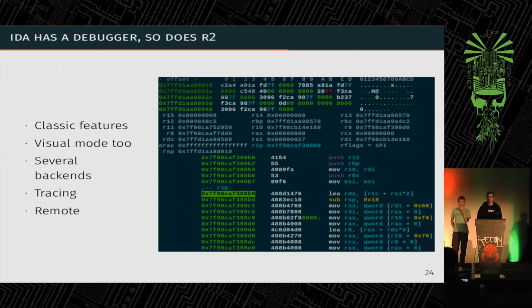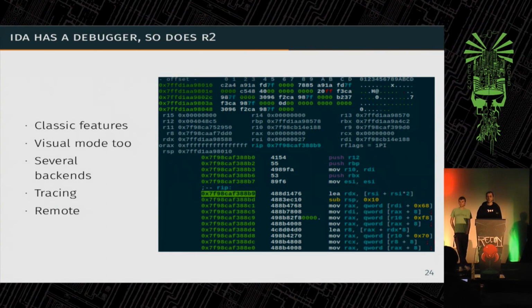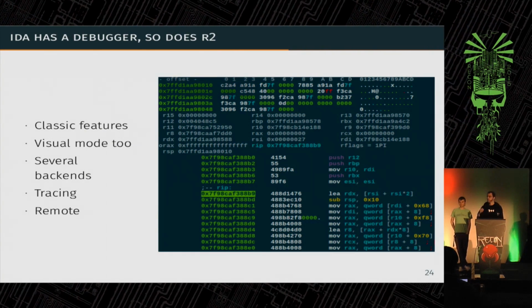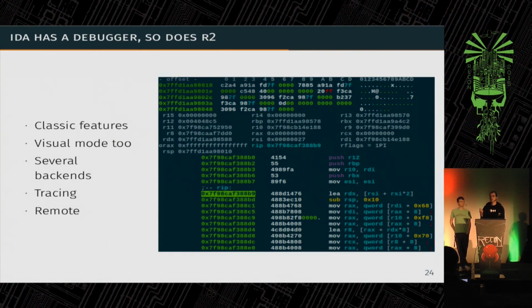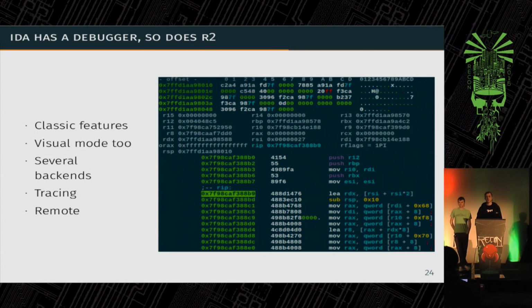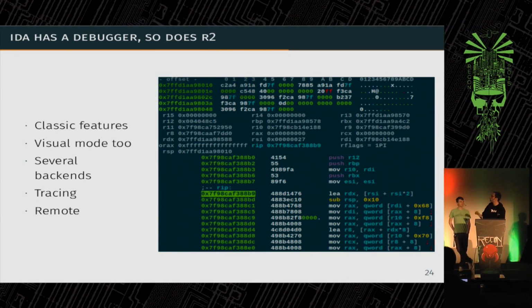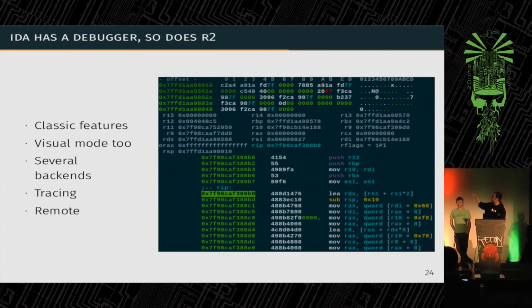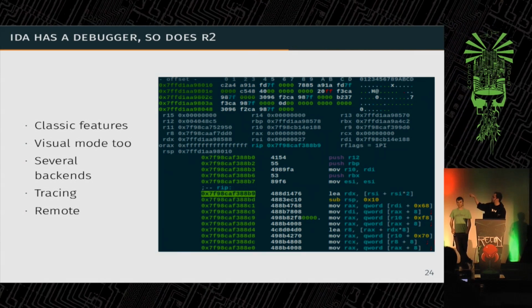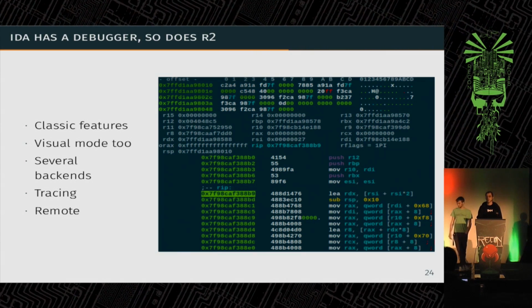IDA has a debugger, so do we. It has everything that you might expect from a debugger. It works in visual mode, so this is the visual mode. It's a little bit like PEDA, if you know about it. It was presented at Black Hat, I think. And it's a mode for GDB. And you've got the stack on top, the registers, and the current listing. You can see the IP here. So it's pretty cool.